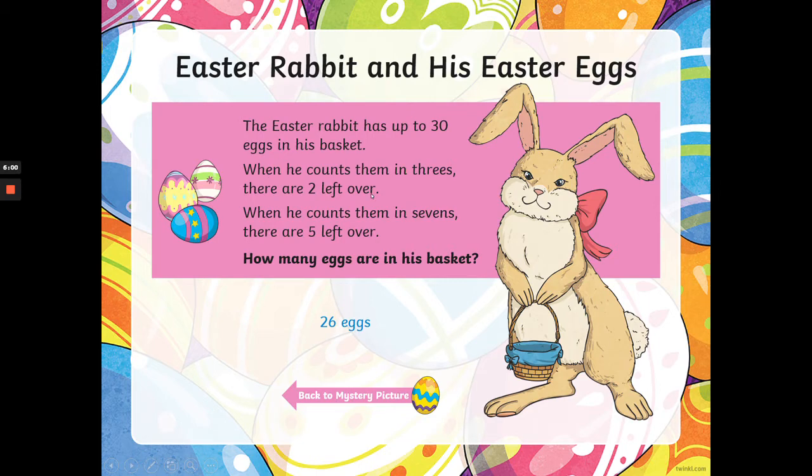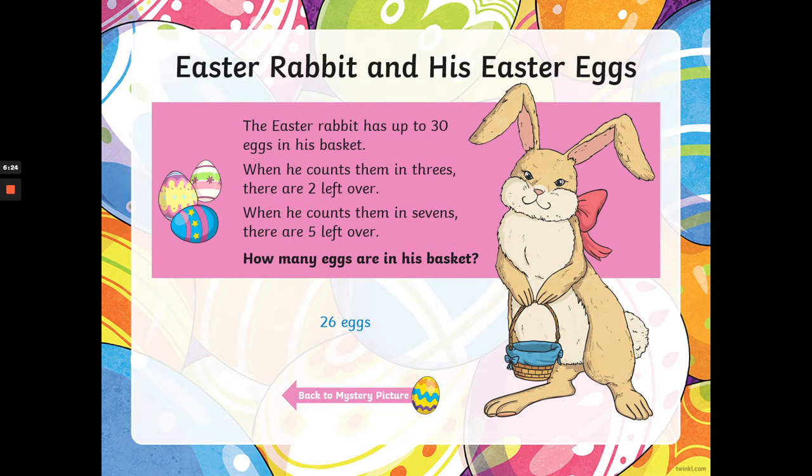Okay, so let me do my 3 times tables. 3, 6, 9, 12, 15, 18, 21, 24, 27. Well, if 21 and 27, and then I can go 30. Well, if I go to 24, okay, well, when he counts them in threes, there are 2 left over. And what's 24 add 2? That's right, that's 26.